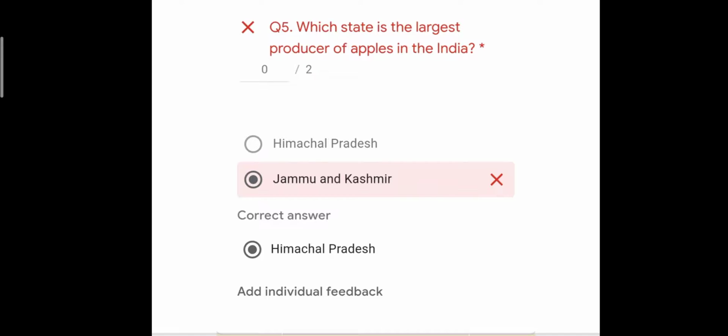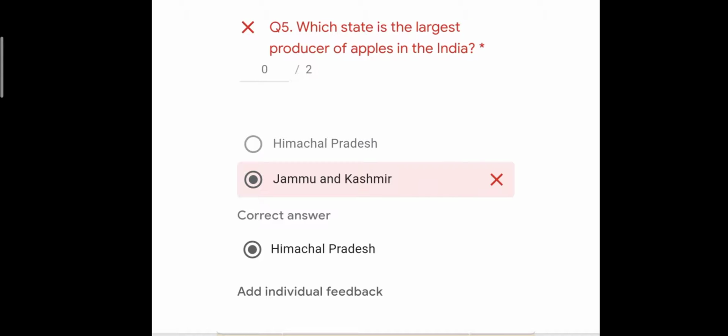Now question number 5 is, which is the largest producer of apple in the state? Now this some of you have got wrong. Most of you have marked Jammu and Kashmir. But the largest producer of apples in India is Himachal Pradesh. This is a direct question. This question was given from back exercise only.